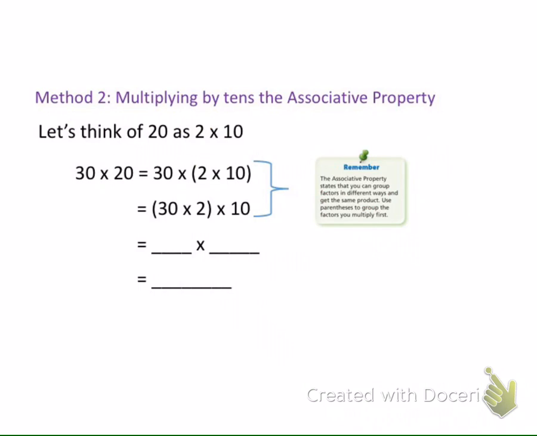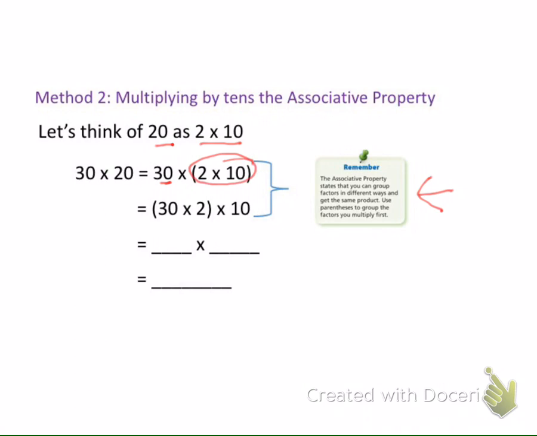Now another way to multiply by tens is to use the associative property. Right here in this little caption, it says that the associative property states that you can group factors in different ways and get the same product. Use parentheses to group the factors you multiply first. Well, let's think of 20 as 2 times 10. We all know that 2 times 10 is 20. We have our 30 times 20 equals 30 times the quantity of 2 times 10.